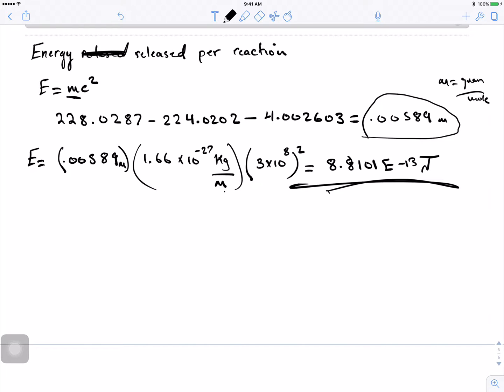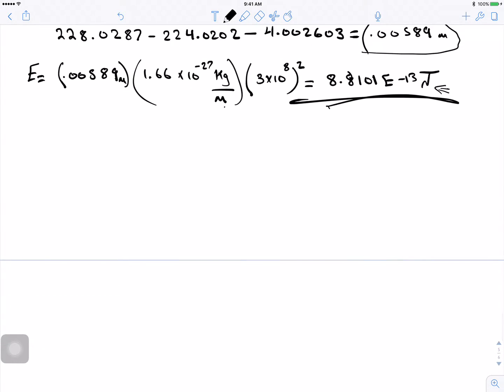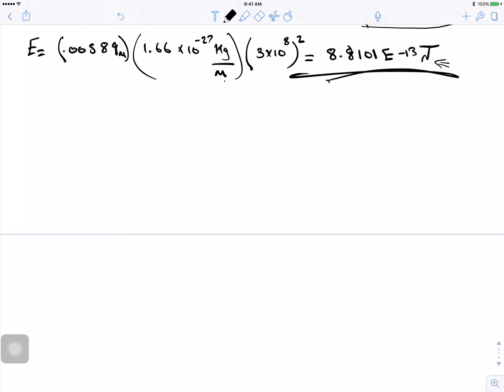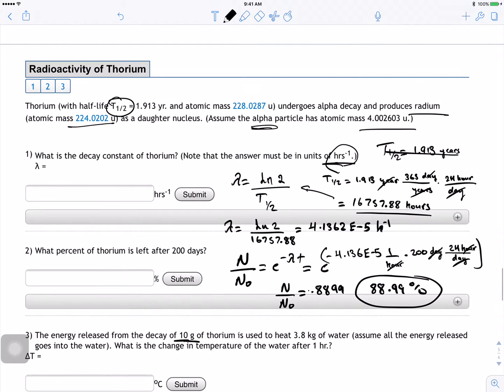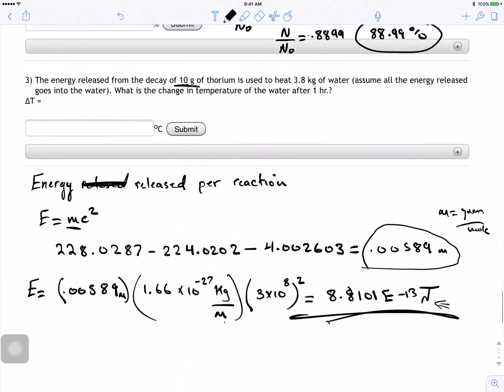You can use any units you want, like MeV divided by c squared, but I make it as simple as I can, so I keep it in joules. That's easier for me. So this is the energy per reaction, going from a molecule of thorium to a molecule of radium.